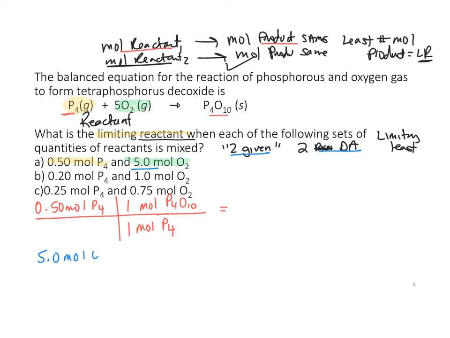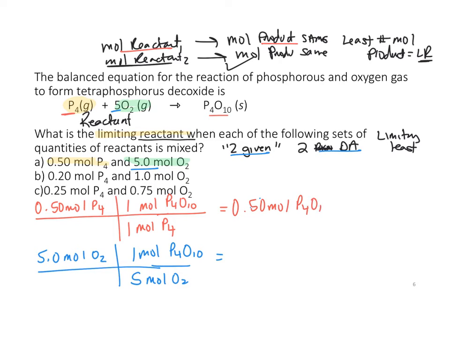So you're going to have 5.0 mole of oxygen, and you're going to change substance from mole of oxygen to mole of product, P4O10. It has to be the same one. This has a 5 in front of the mole here, and this is a 1. Now, you get your calculator out, and you do 0.5 times 1 divided by 1 is 0.5. Let's keep with the same color scheme. So this is 0.50 mole of P4O10.